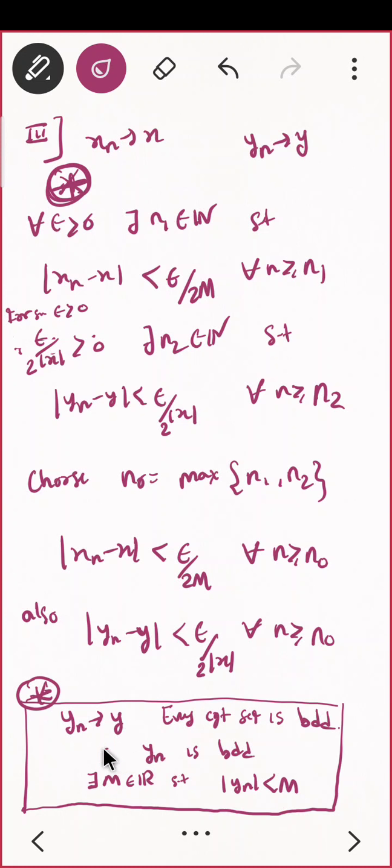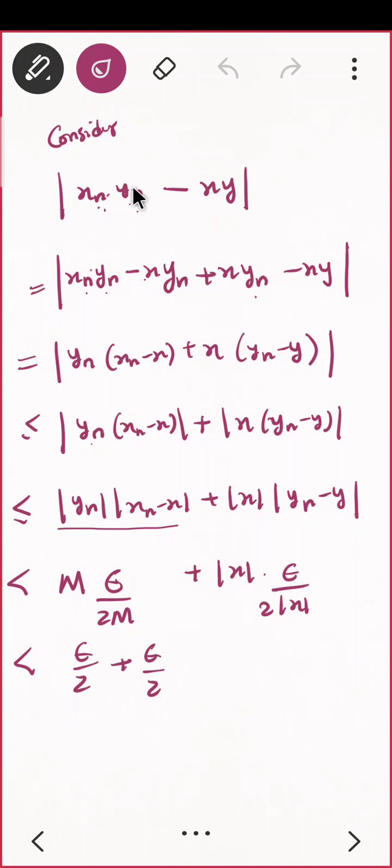If you start with yn and put epsilon upon 2m here, you won't understand why you are writing epsilon by 2m. And same here also, if you write epsilon upon 2 mod x, nobody will understand what the technique is here. So to teach you this technique, I started with this part, what I need is what I am writing here. Correct? This is how calculus is to be written. This is how the proof is done here.